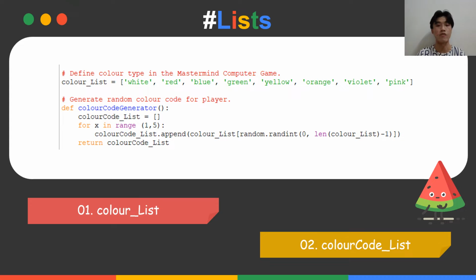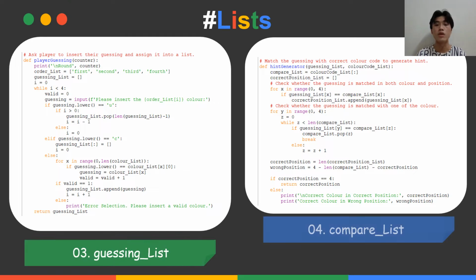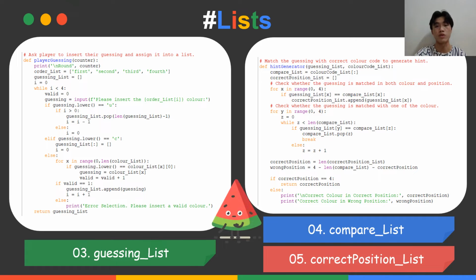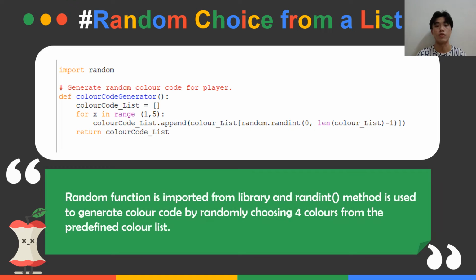As evident, I have used lists to store the types of colors, the color code, and the guessing list by the player. Moreover, a compare list and a correct position list are created to check the guess and generate hints for the user. In every new game, my program has to generate a new random color code for the user to guess. Therefore, I have imported the random library and used the random integer method to generate a color code list by randomly choosing 4 colors from the predefined color list.